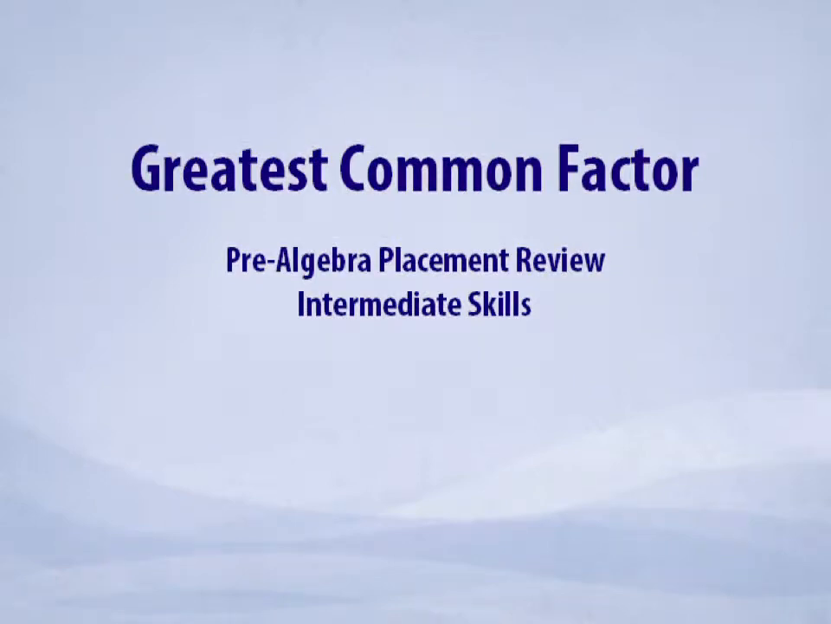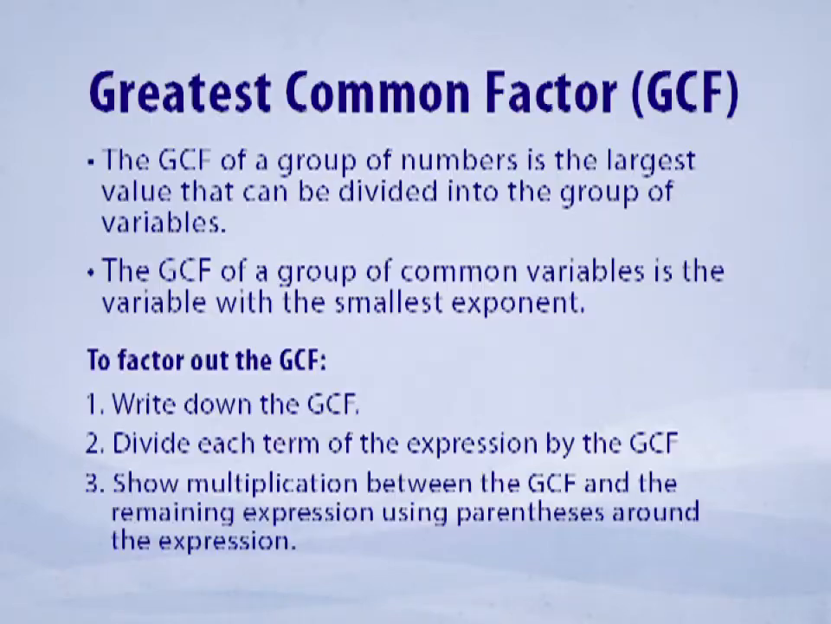Today, we will talk about the greatest common factor. The greatest common factor of a group of numbers is the largest value that can be divided into the group of values. The greatest common factor of a group of common variables is the variable with the smallest exponent.